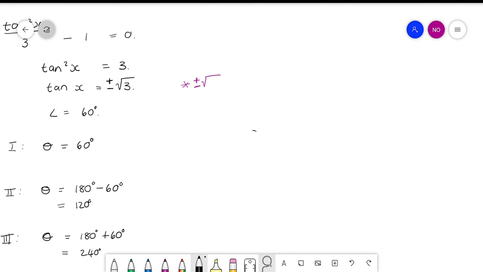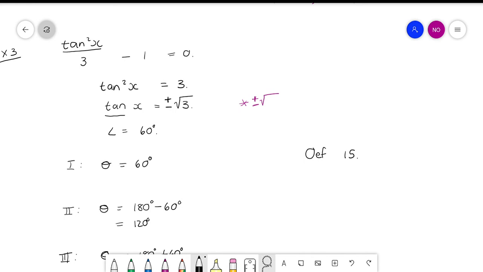I'm going to give you homework from exercise 15 and then I will upload this video as well. So important with this last example, first get it in terms of a function, an angle, and then a number.